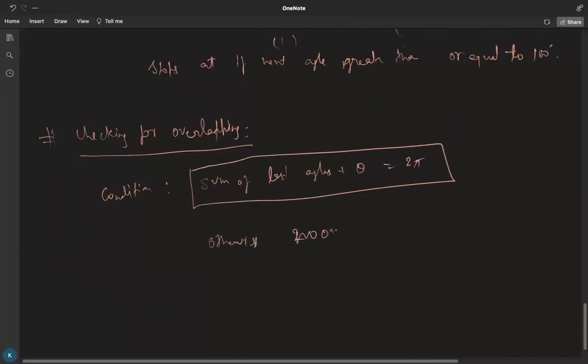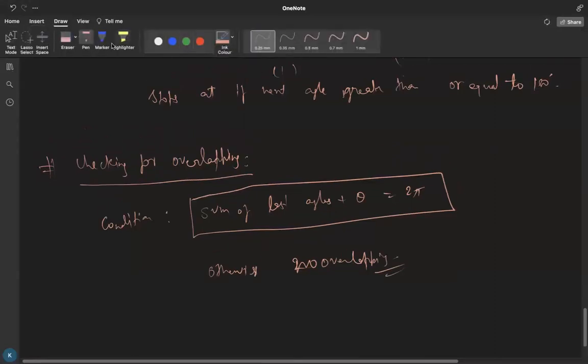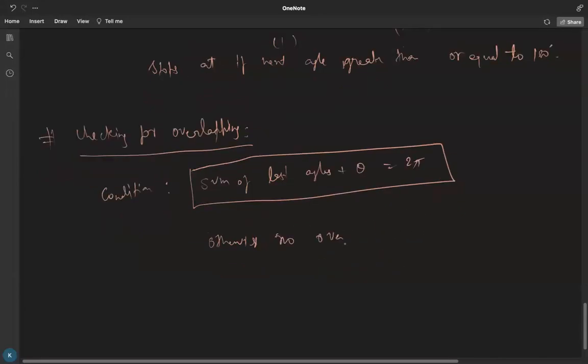Otherwise, no overlapping. Let me write it in a clear way so it will be easily visible to you. I hope this will be clear to you. Now, let me tell you again what I'm trying to say.